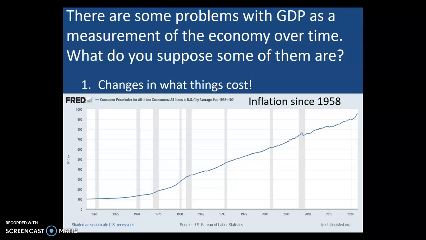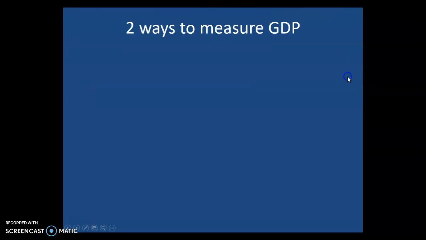We've had a lot of inflation since 1958. And so things that once cost, for example, down here at the beginning of this graph in February 58, if something cost $100 then, now it's costing close to $1,000. So things are about 10 times more expensive today than they were when I was born. So if we use GDP as a measurement of productivity and production, we're overstating that significantly because things cost a whole lot more today than they did then. So we need to adjust for that change in prices.